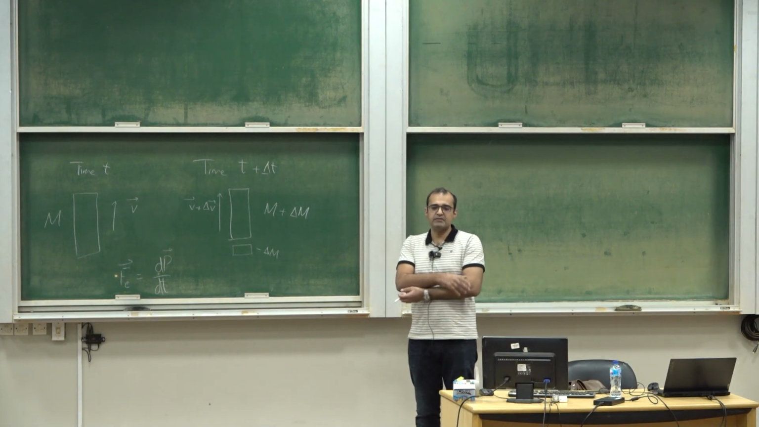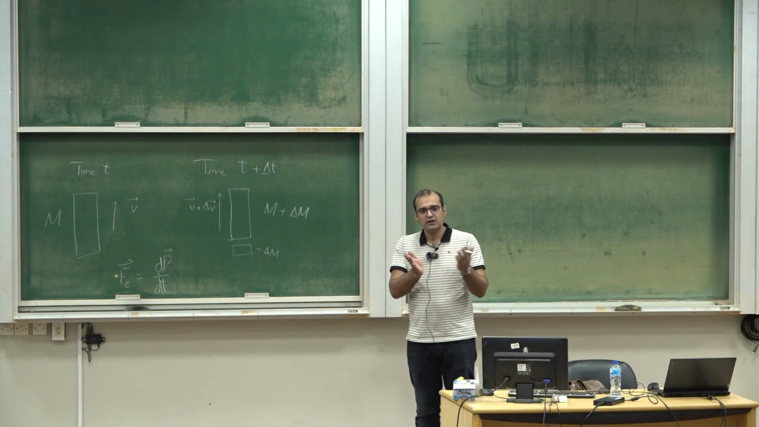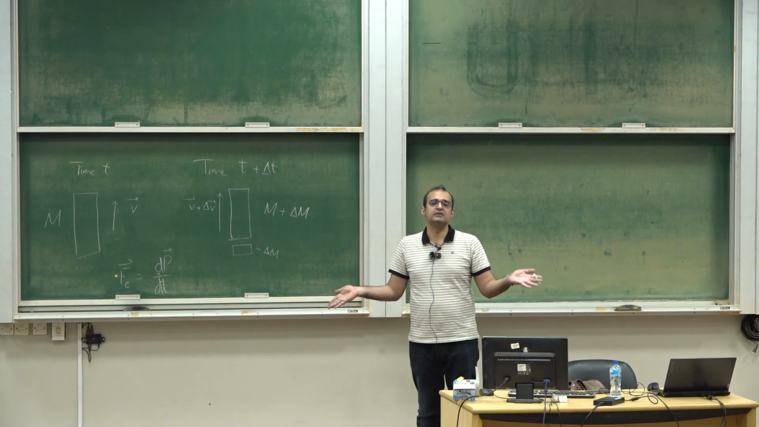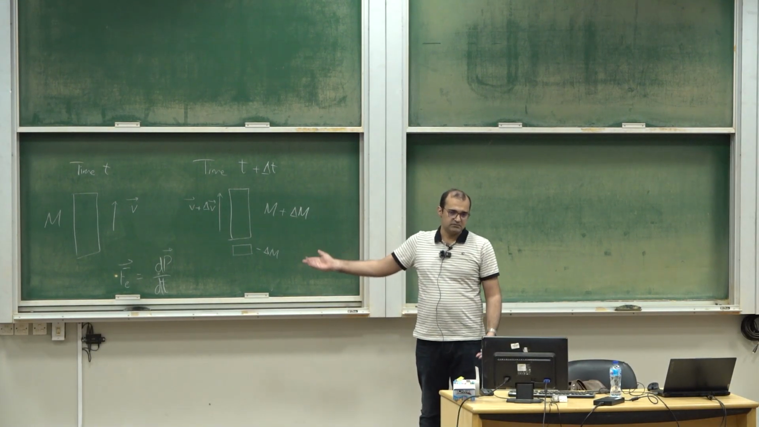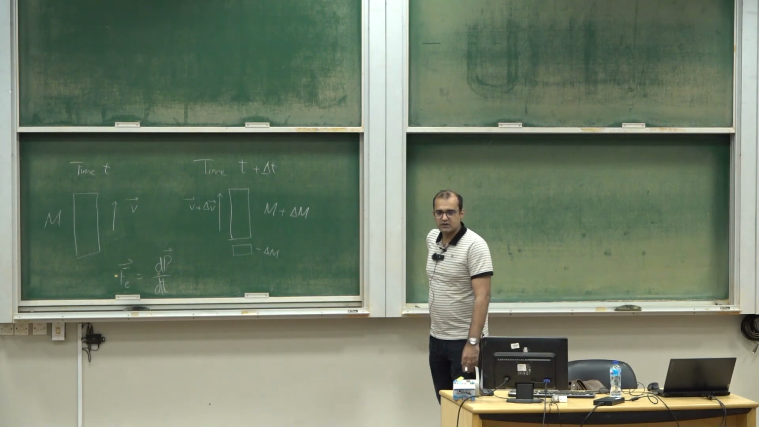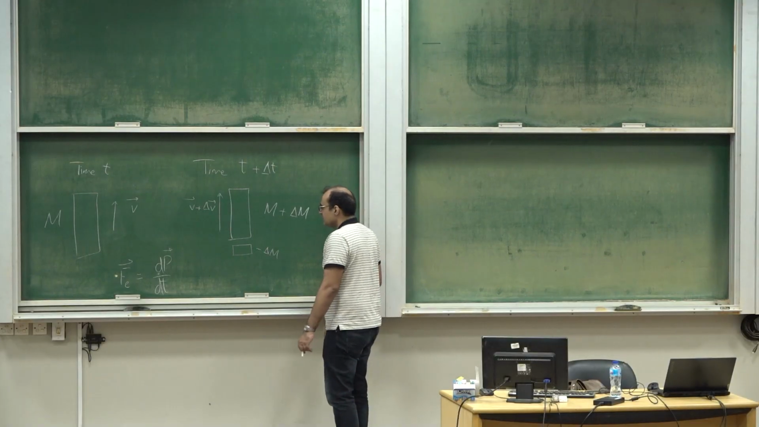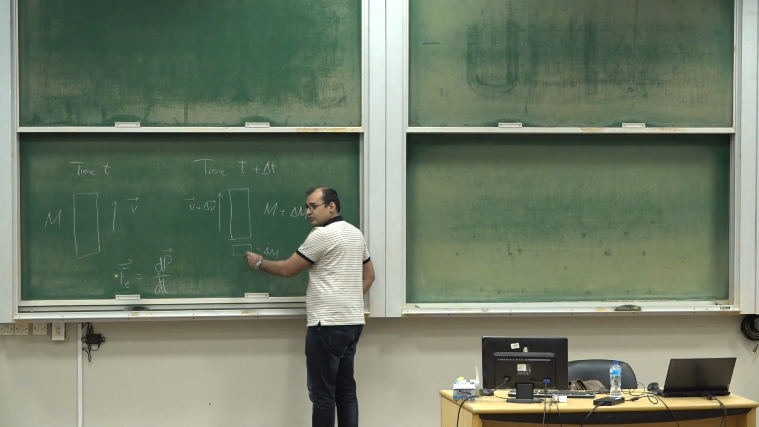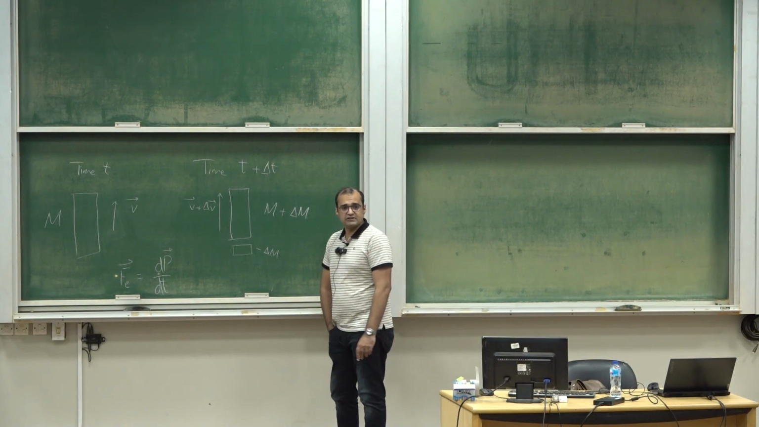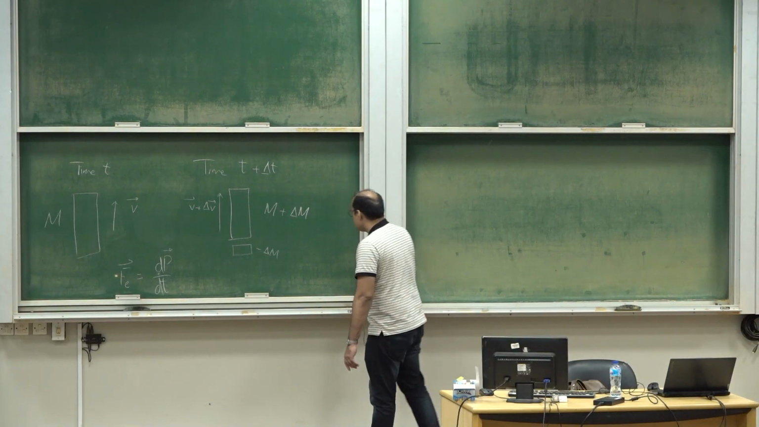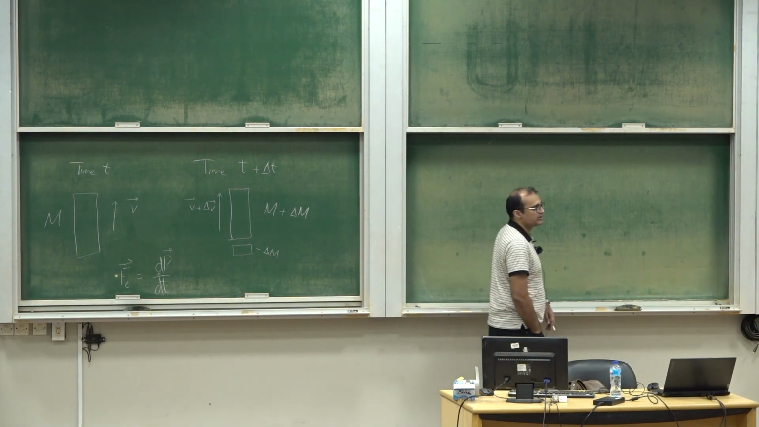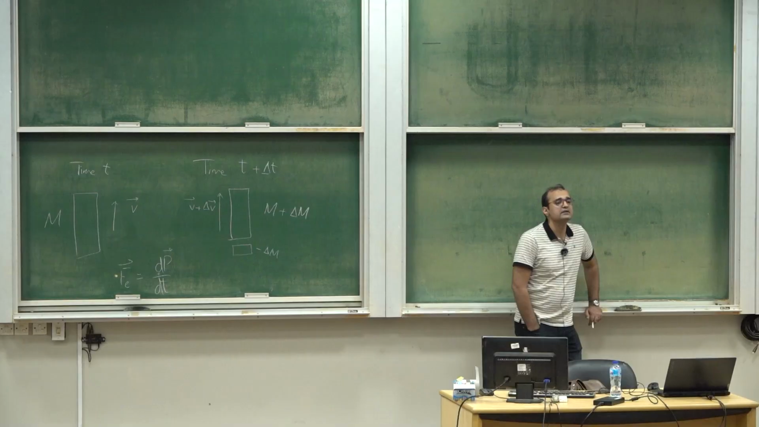External force is whatever force is acting on the rocket due to something outside the rocket. Could be the earth, for example, the gravitational force. Could be some other force. And then of course you have to take into account the velocity of the exhaust gases. You do that typically by defining the velocity of the exhaust gases with respect to the rocket.